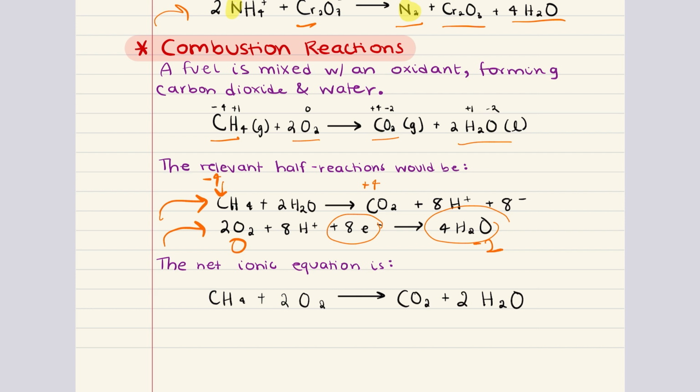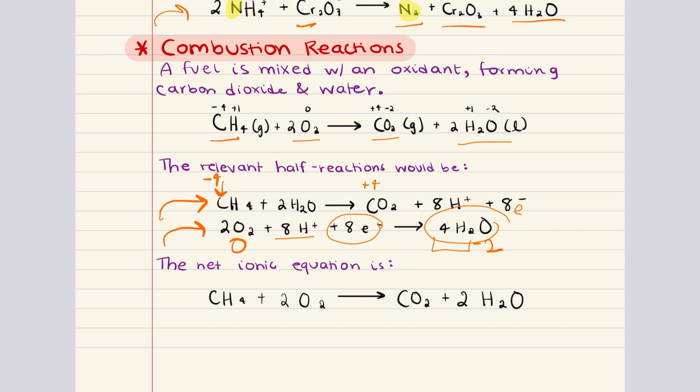We balance charge with these 8 hydrogen ions that we've added to the reactant side to be balanced with the 8 hydrogens we have from water on the product side. And similarly, going back to our oxidation half reaction, here we have 8 electrons to balance the charge as well.